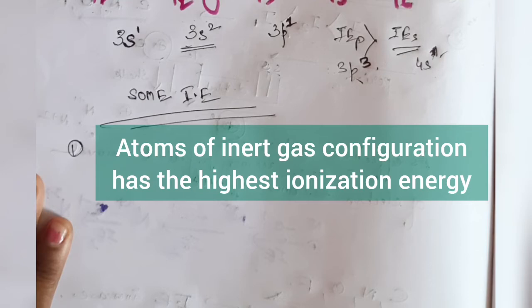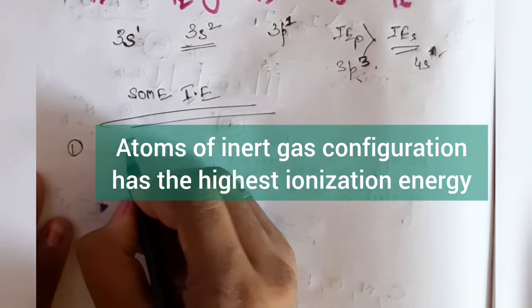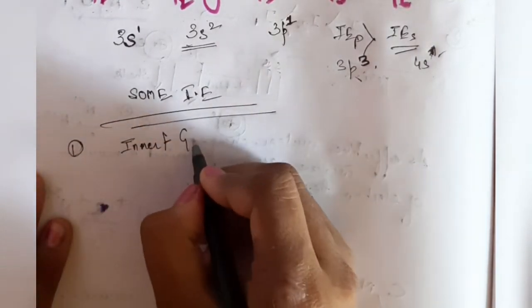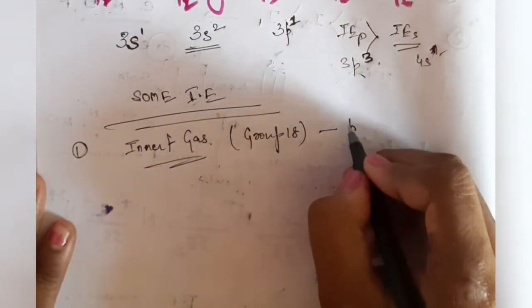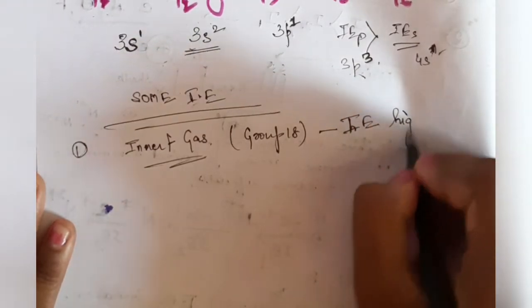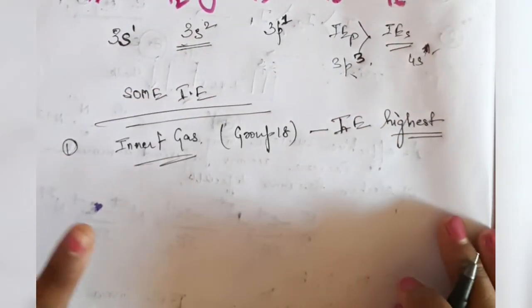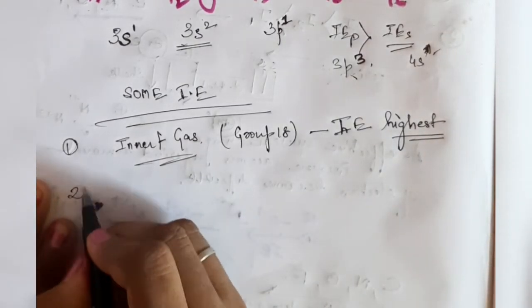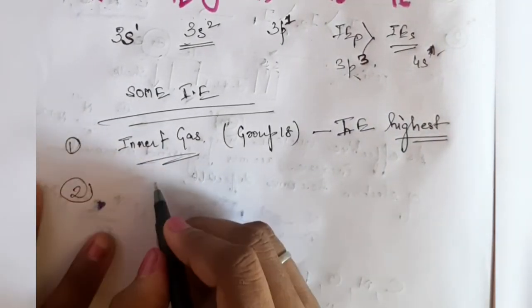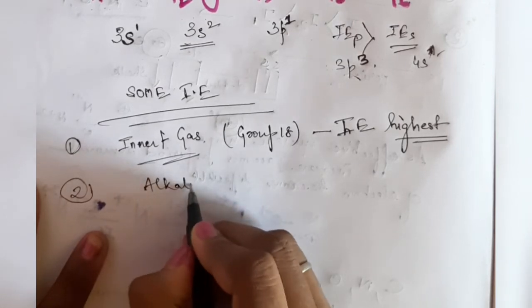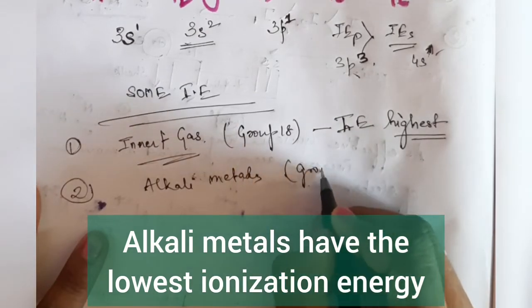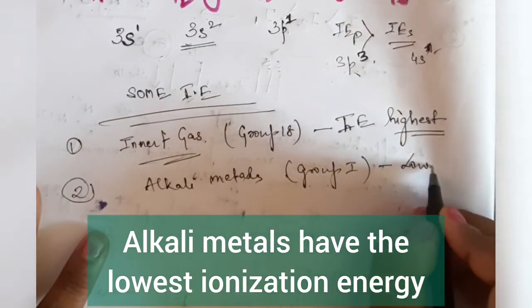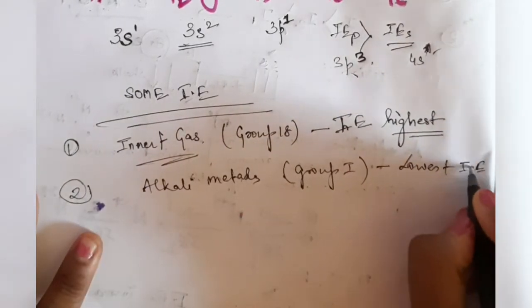Now we will go for something: atoms and ions having inert gas configuration have the highest ionization energy. That means the inert gases, group 18 elements, will have the highest IE. Why? Because you have to remove an electron from a fully filled subshell, and it's very difficult. And second, the alkali metals, or s1 group 1 elements, have the lowest IE, the lowest first ionization potential.